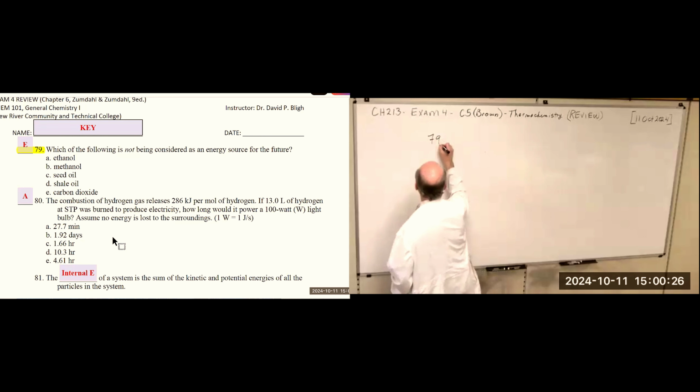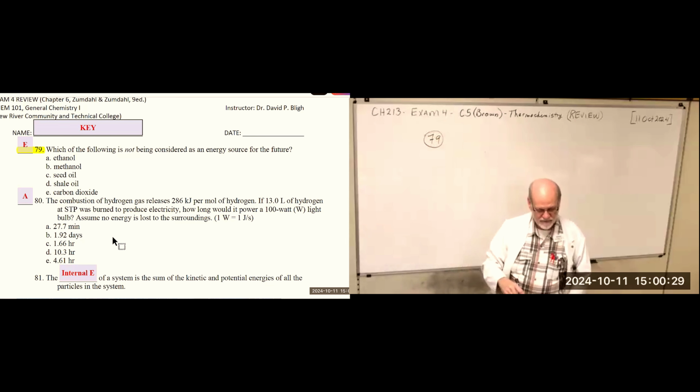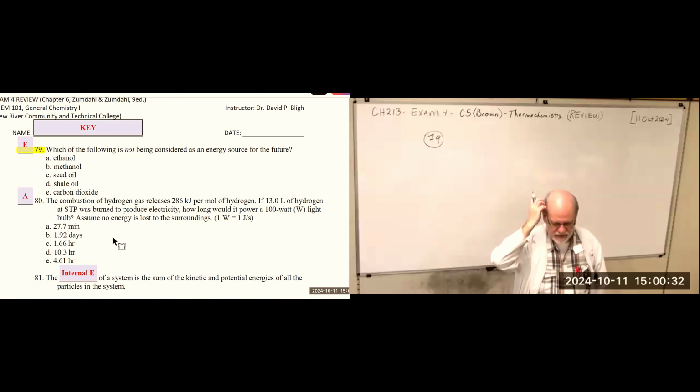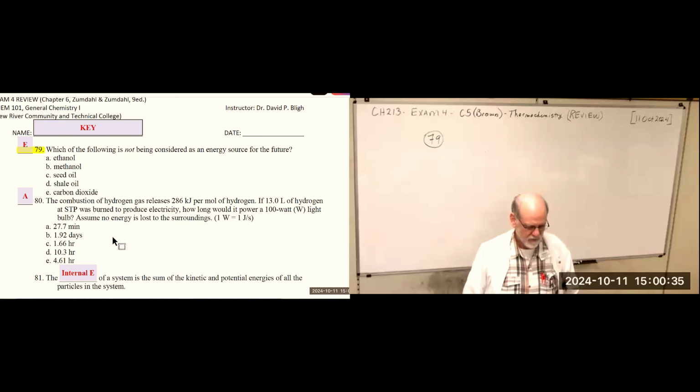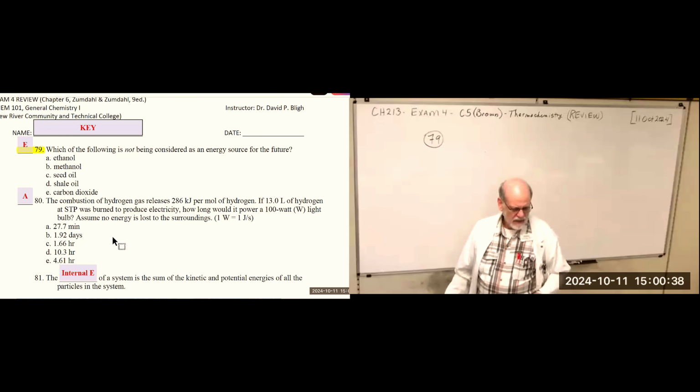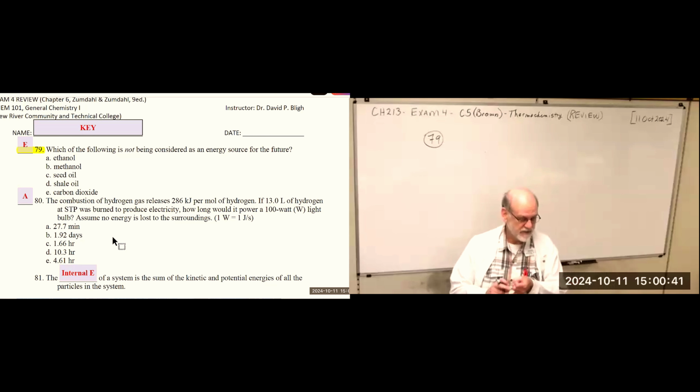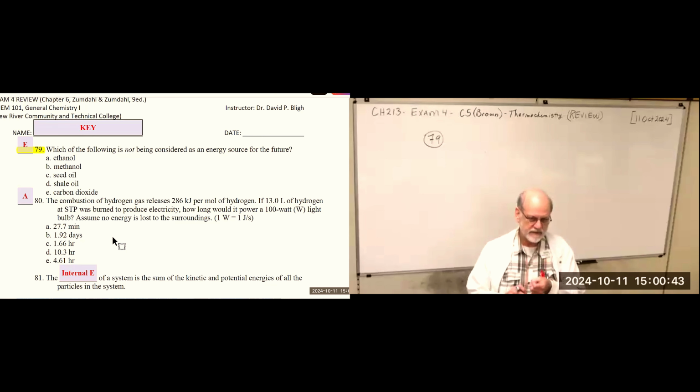79. Which of the following is not being considered as an energy source for the future? Well, ethanol is already being produced as a product of corn. By the way, it takes more energy to make a gallon of ethanol from corn than it does just to burn the corn. So if it wasn't for government subsidies, the corn to ethanol industry would disappear overnight. The economics aren't tenable. Methanol, some countries are experimenting with methanol as a product of biomass conversion.